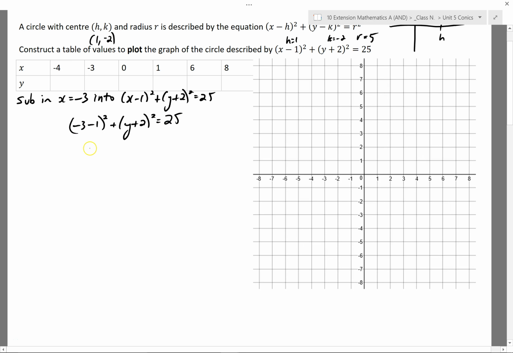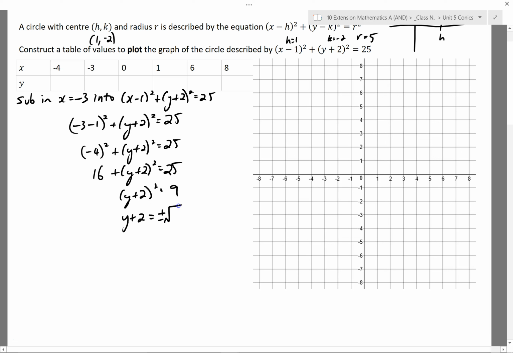And minus 3 minus 1 is minus 4. Minus 4 squared is 16. You'll notice that I haven't expanded those brackets, even though it's quite tempting. You'll see why that is. Once I get to this stage, I can take the square root of both sides, plus or minus square root of both sides, and end up with y plus 2 equals plus or minus 3.